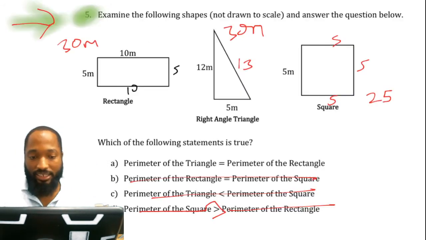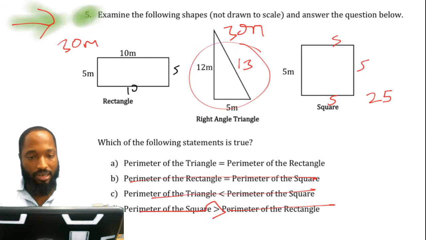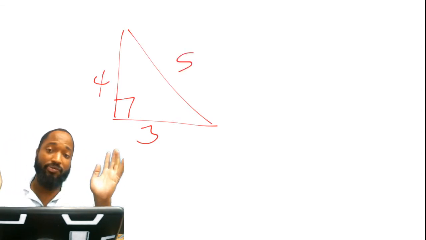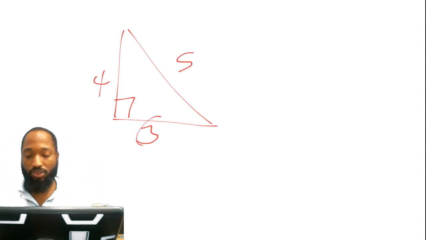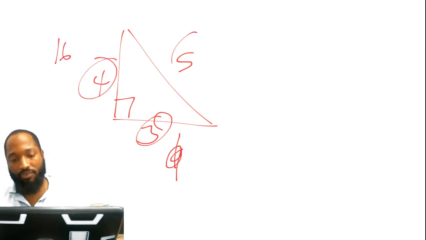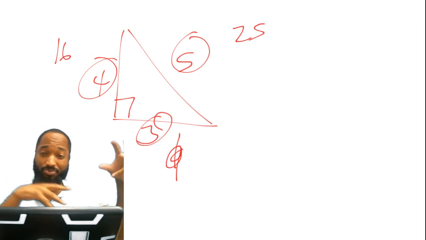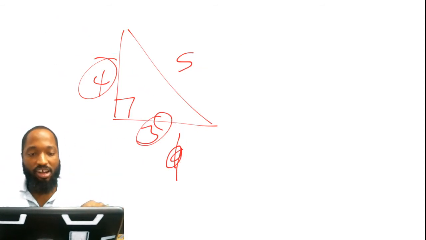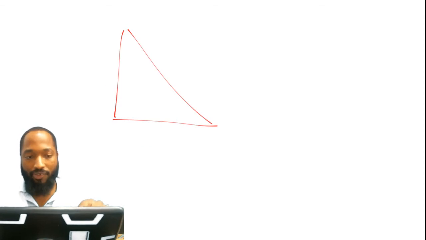How I get 13? Alright, I can teach this little part here. If you have a right angle triangle, and this side is 3 and this side is 4, this side is automatically 5. Pythagoras Theorem. 3 squared is 9, 4 squared is 16, 5 squared is 25. The square of the hypotenuse is equal to the sum of the square of the other two sides. It's a common triangle, we call it the 3, 4, 5 triangle.